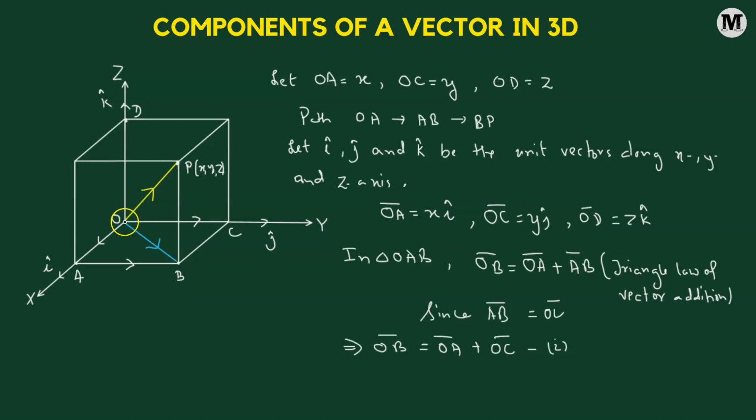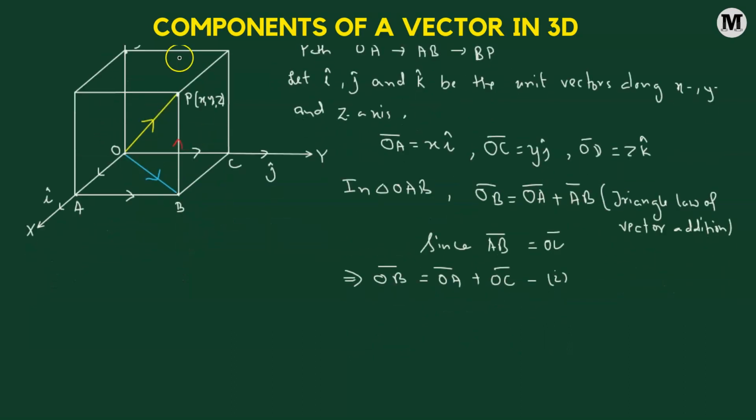Next, we'll consider the triangle OBP. So here we will consider the vector going from O to B, then the vector going from B to P, and the vector from O to P. So let's use the triangle. Now, in triangle OBP, again using the triangle law of vector addition, we have OP vector given by OB vector added to BP vector.